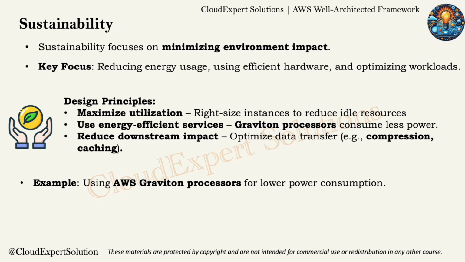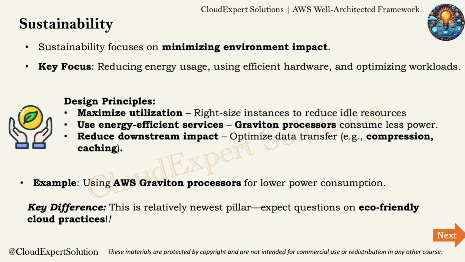As an example, you can use the AWS Graviton processor for better performance and cost. At the same time, it uses lower power. By using the Graviton processor, you are adding a positive impact to the environment. As an exam tip, sustainability is a relatively newer pillar and you can expect questions on eco-friendly cloud practices.